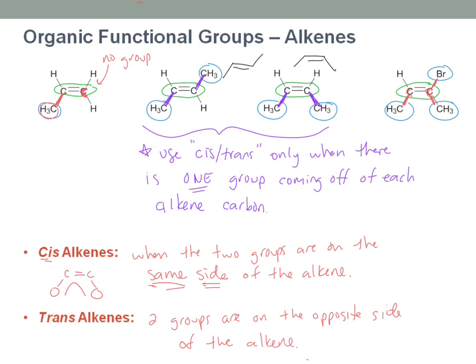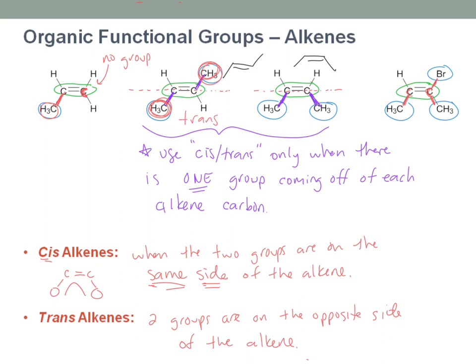So let's take a look at these two examples up here. I said that these two in the middle, I need to use cis and trans with them because each of those carbons has one group on it. So if I look at my alkene here, I'm just going to draw that as my plane. I'm just drawing a line right through where the C=C double bond is. And if you notice the one on the left, I have a group here and a group here. Those are not on the same side. They're on opposite sides of that line, which means this would be the trans alkene.